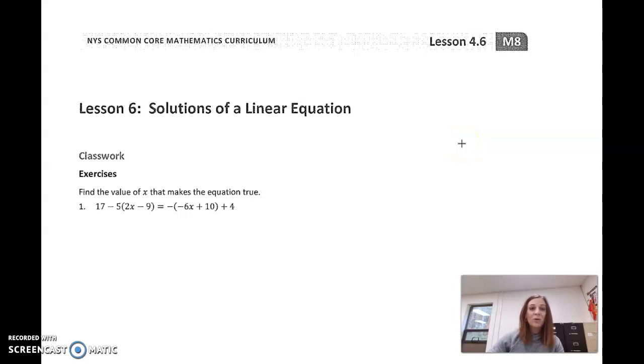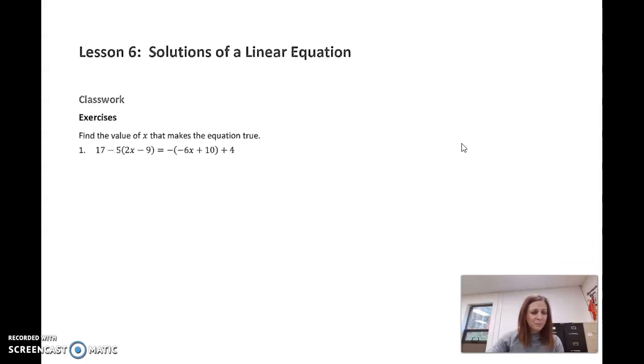Lesson 6 in Module 4 is on the solutions of a linear equation. So we've worked on solving, talked about what a solution is. Now we're going to start getting into the types of solutions, I guess. Couple things we want to remember.